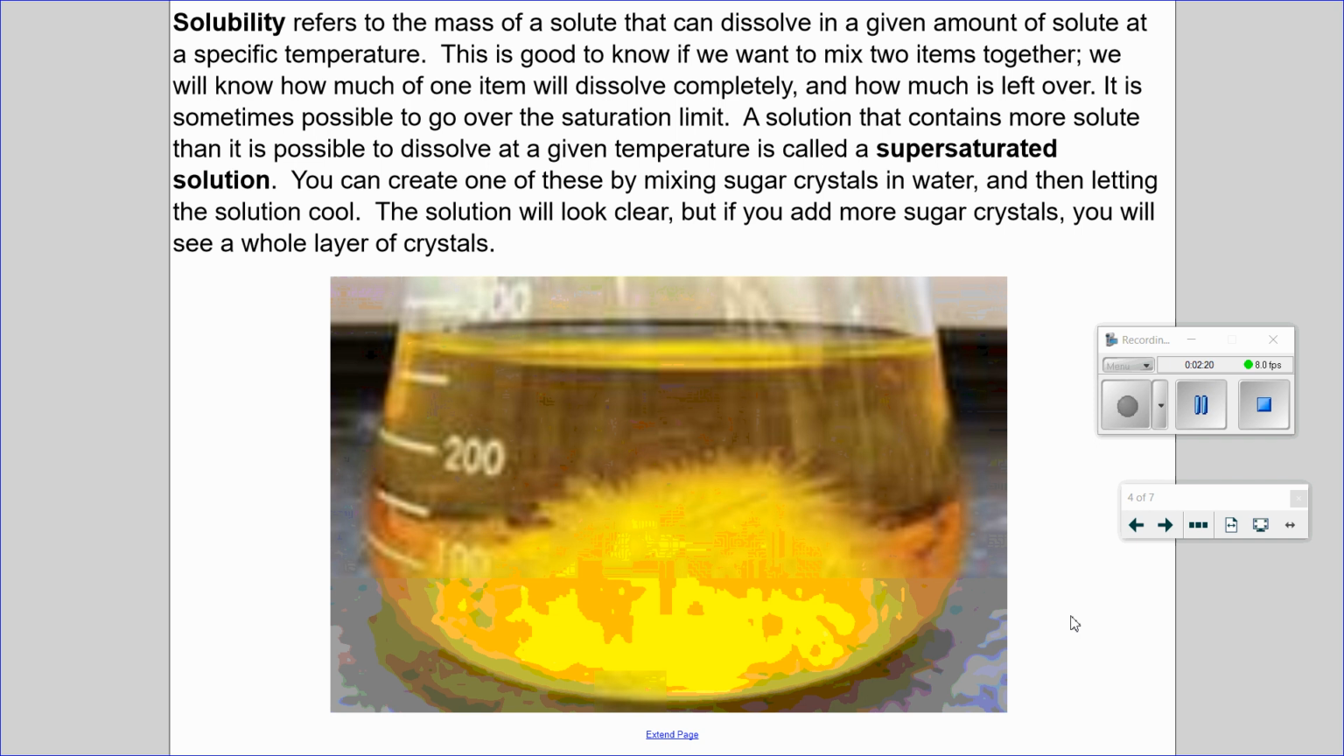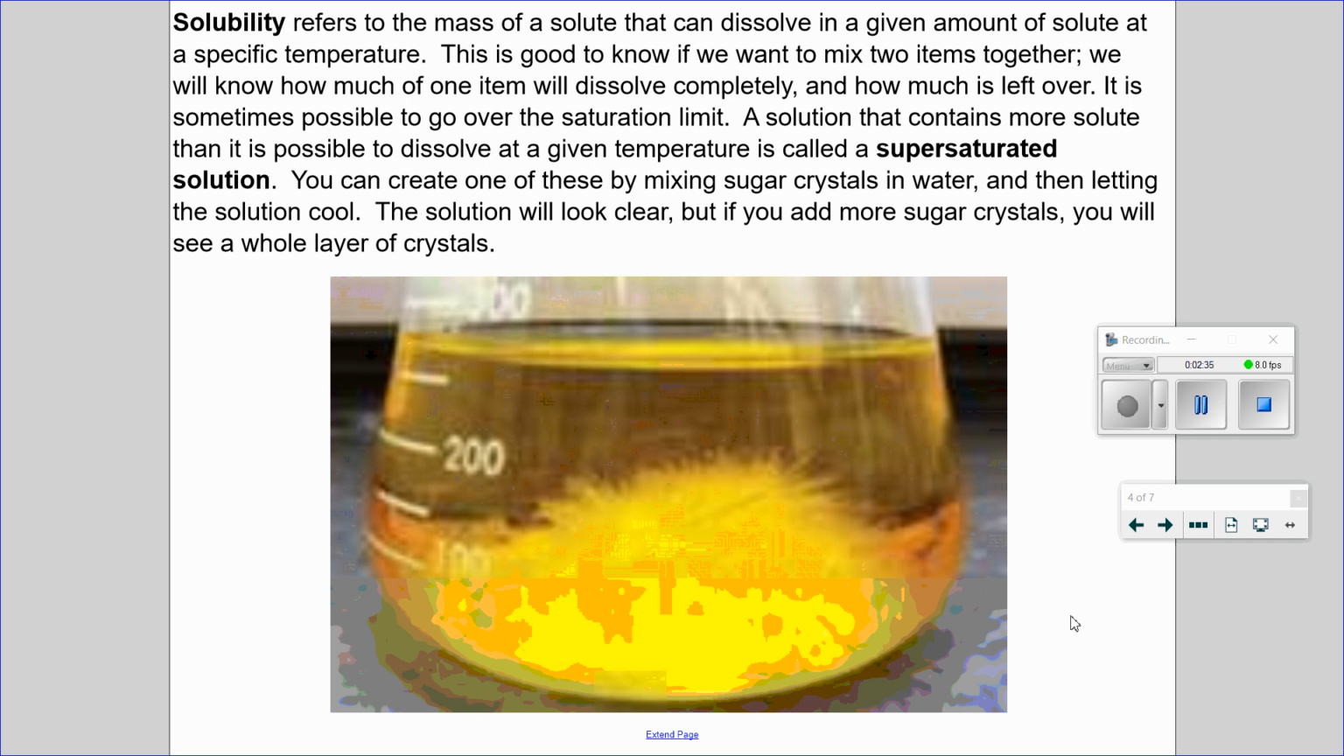Solubility refers to the mass of a solute that can dissolve in a given amount of solvent at a specific temperature. This is good to know if we want to mix 2 items together. We will know how much of one item will dissolve completely and how much is left over.